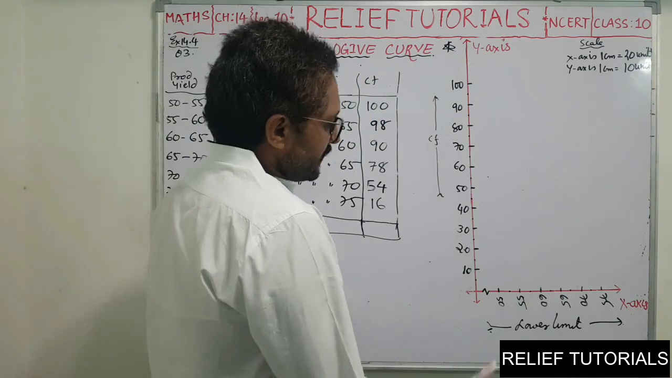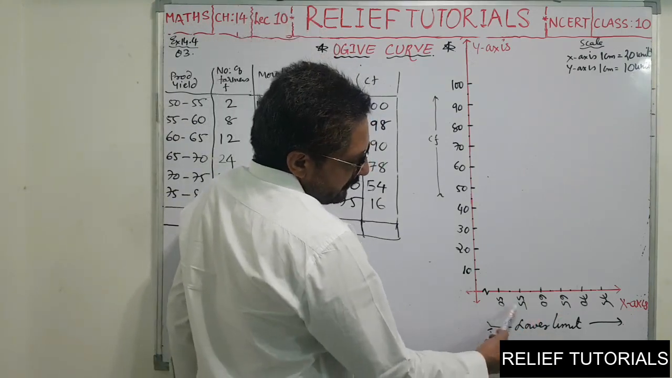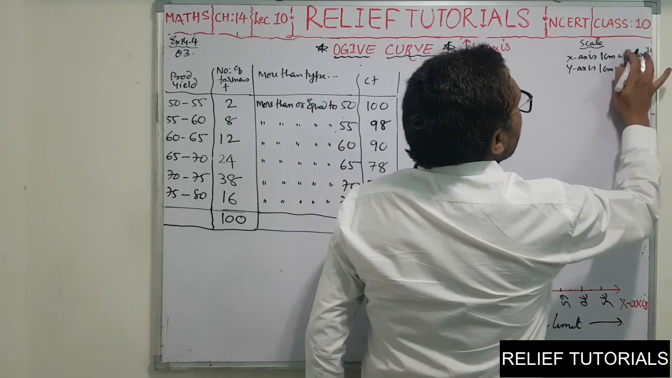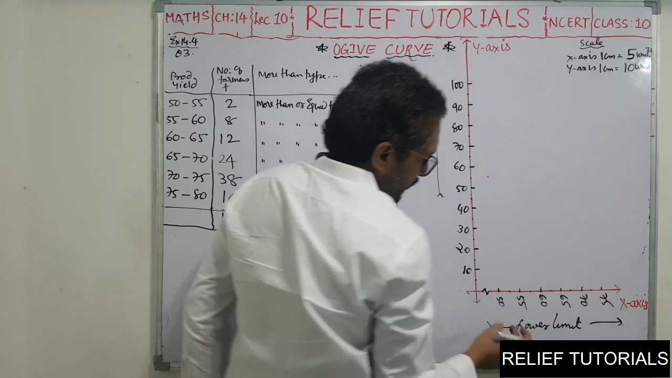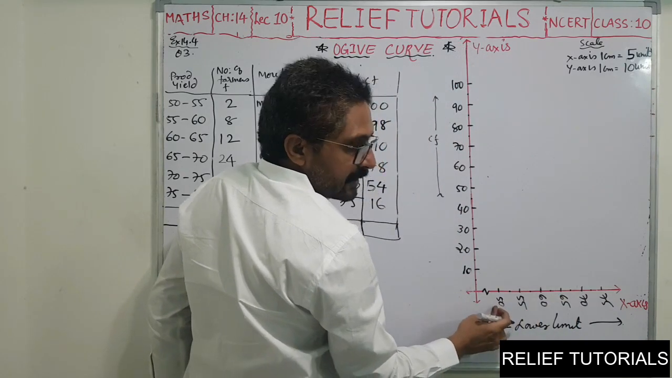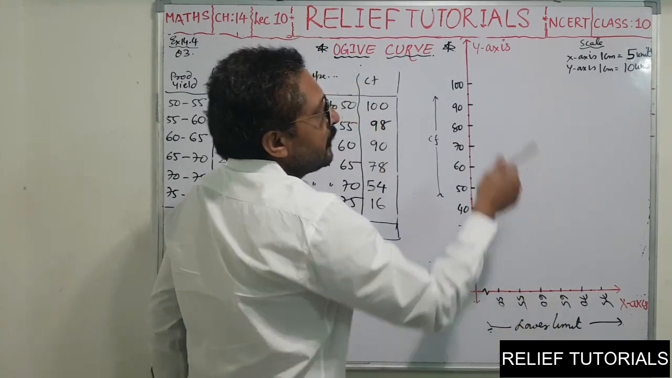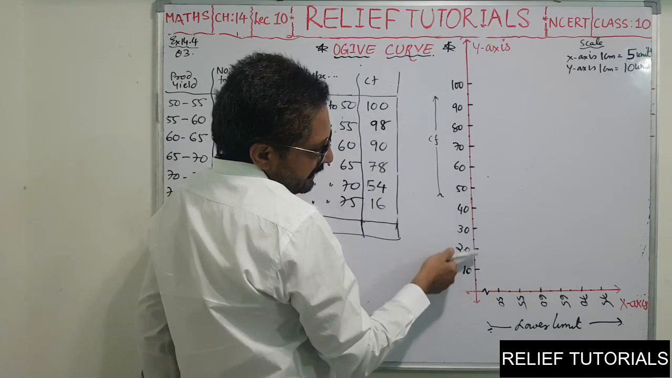Okay, so we will see the scale. On the x-axis we can say 1 centimeter is equal to how much? 50, 55, that is 5 units. I can write here 5 units. See the difference: 1 centimeter is equal to 55 minus 50, 5 units. On the y-axis we have taken 1 centimeter is equal to how much?